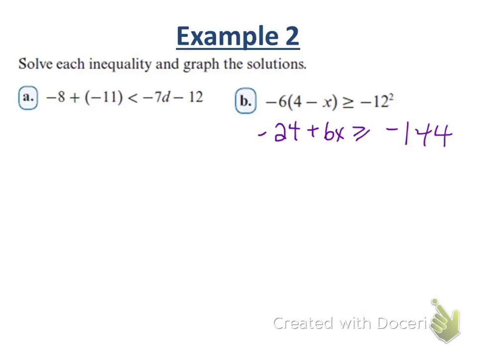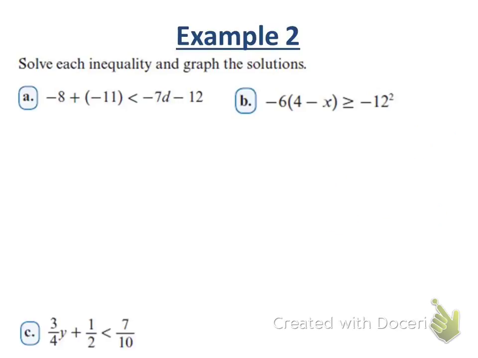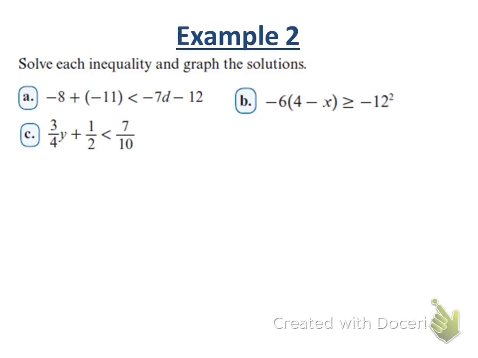There's a lot of little things you can do wrong on this problem. It's negative 144 because the negative is not being squared, only the 12. Okay? So then you would add 24 to both sides. 6x is greater than or equal to negative 120. Divide both sides by 6. x is greater than or equal to negative 20. Everybody okay? If we graph that, that would be a closed circle at negative 20 and shade to the right.